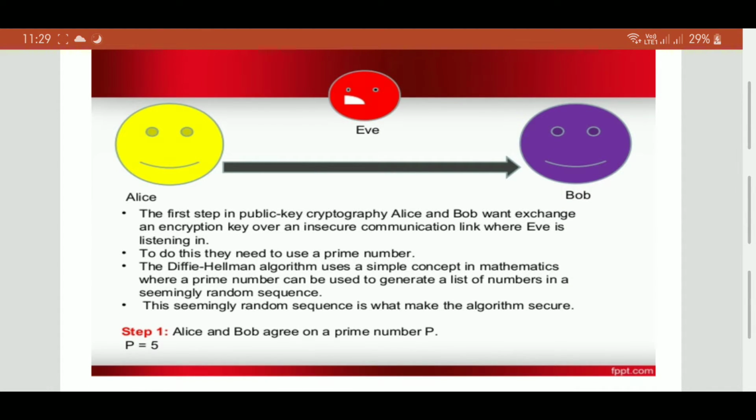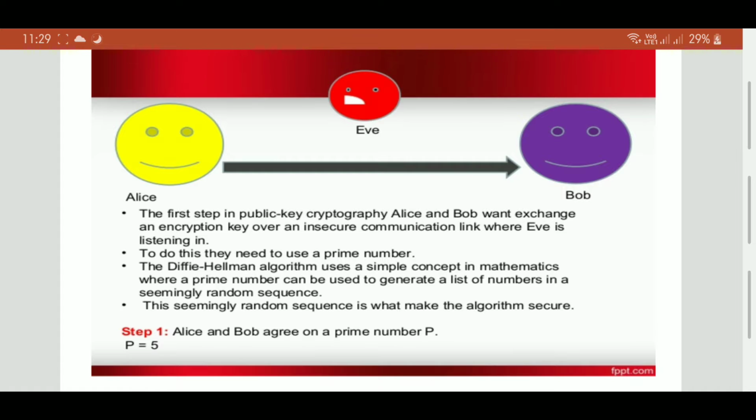Here is Alice and Bob, and in between Eve. The first step in public key cryptography: Alice and Bob want to exchange an encryption key over an insecure communication link where Eve is listening.